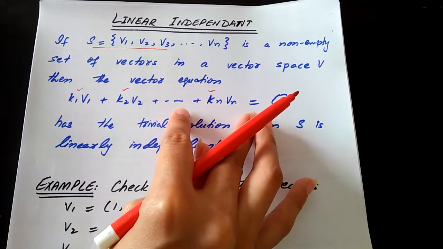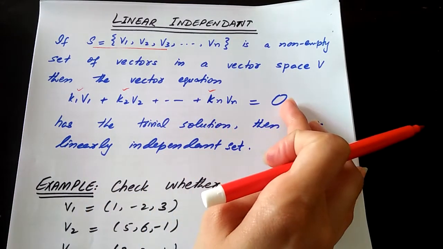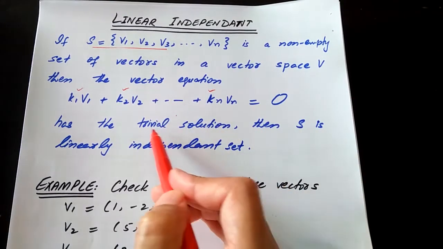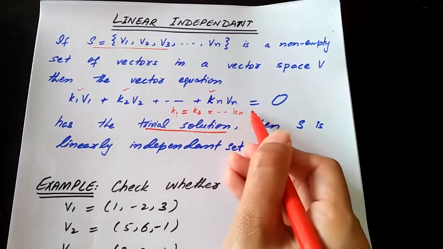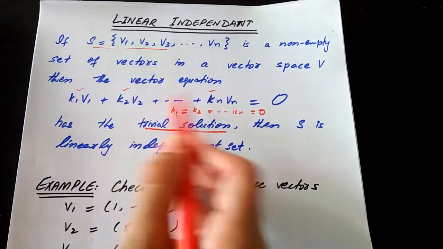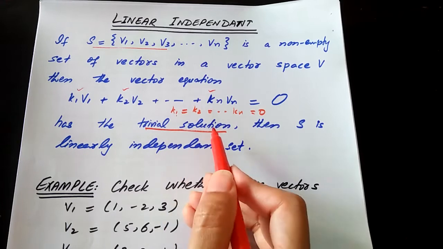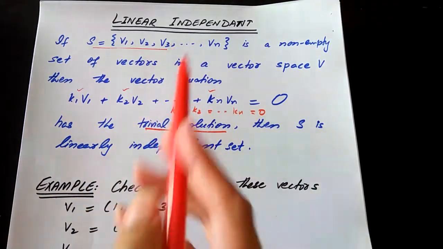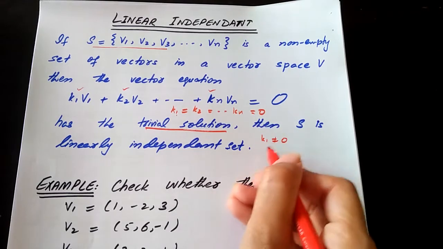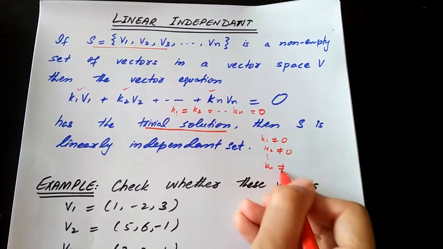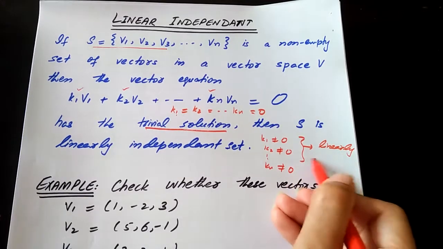vector equation like this, and you found the values of k1, k2 up to kn after solving this vector equation, and it gave you the trivial solution. What does trivial solution mean? It means k1 equals k2 equals up to kn equals 0. If all of your k's are equal to 0, then it has a trivial solution. And if you got a trivial solution, then the given set of vectors is a linearly independent set. And if your k1, k2 up to kn are not equal to 0, then you will say the given set is a linearly dependent set.